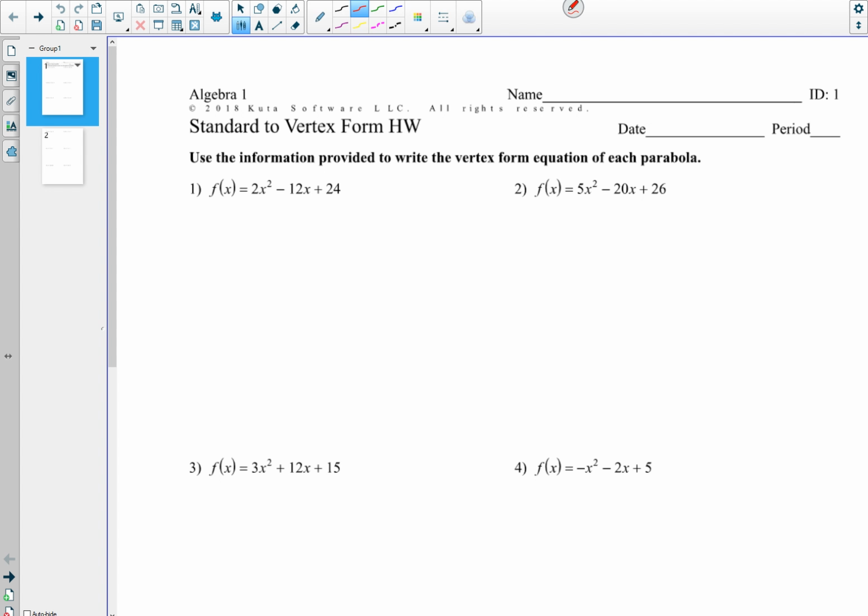What were the 3 key values that we can identify in standard form, like the numbers? A, B, and C. So the way I'm going to teach it to you, and I think this is the way the other teacher teaches it to you, is, here in this first one, A is 2, B is -12, and C is 24. Let's figure out how we can change those into the 3 key values from vertex form, which everybody here should know. What are the 3 numbers we can identify in vertex form? A, H, and K.